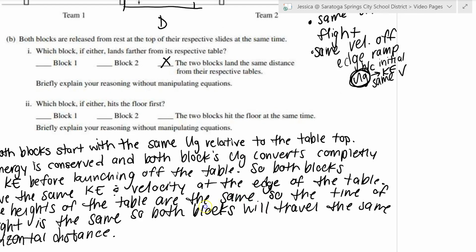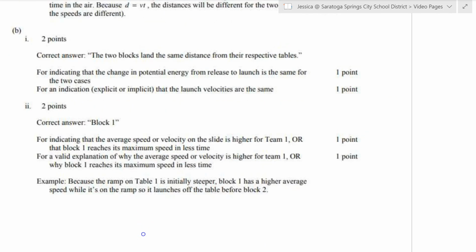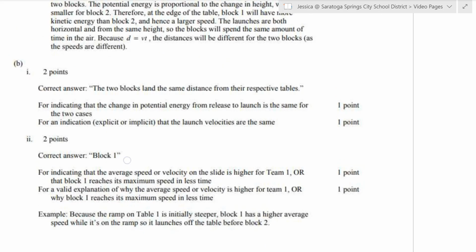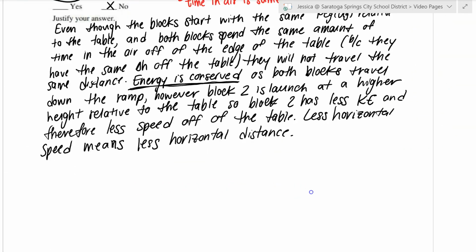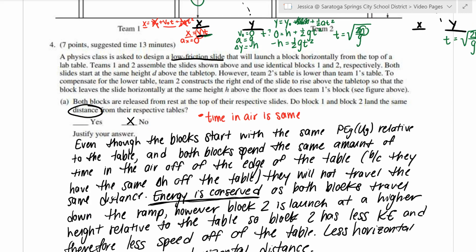Okay, so let's check my answer. Let's make sure I've included everything I need to. The correct answer is two blocks land the same distance. Awesome. For indicating that the change in potential energy from release to launch is the same, I did that. For indicating explicitly or implicitly that the launch velocities are the same, I did that. Okay, so now on to number 2 for this part B. Oop, that's part A.